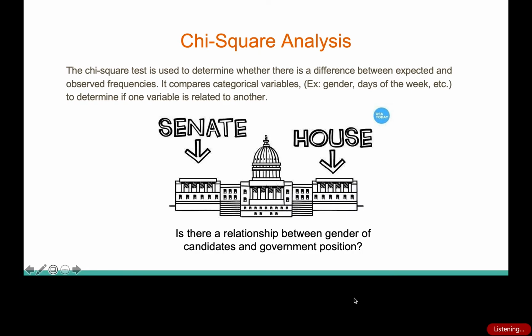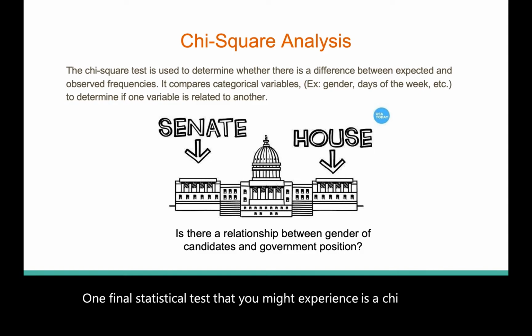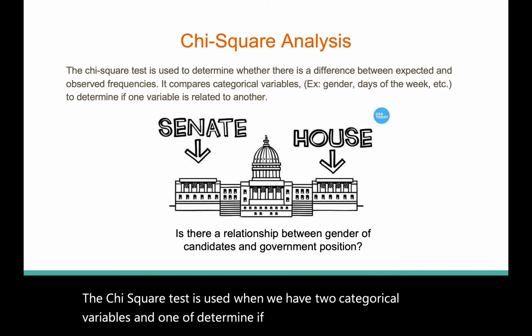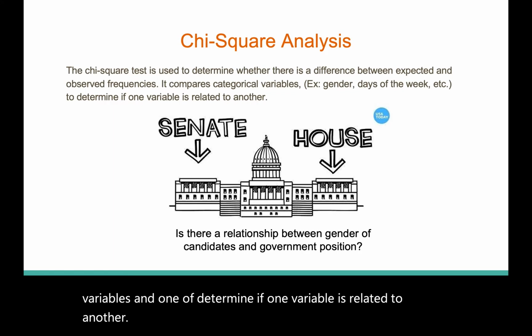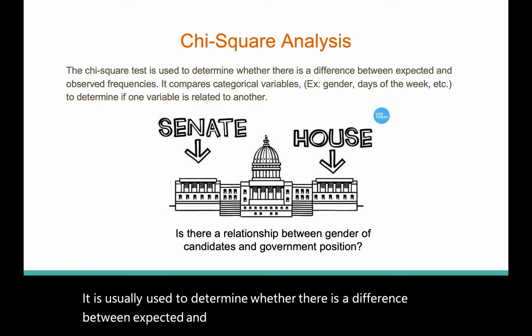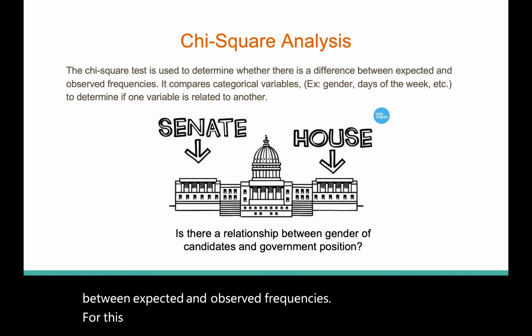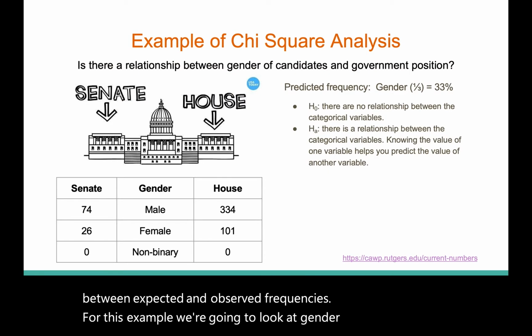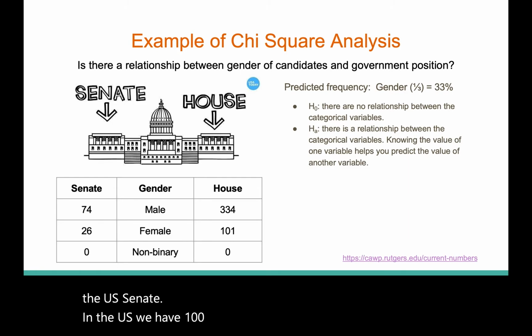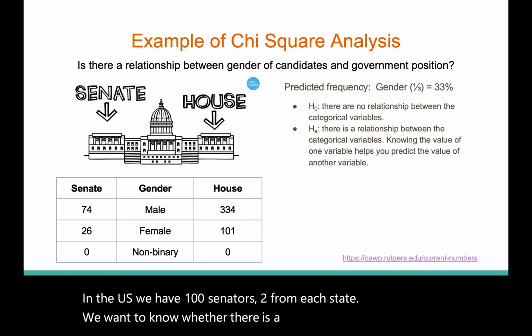One final statistical test that you might experience is a chi-square test. The chi-square test is used when we have 2 categorical variables and want to determine if one variable is related to another. It is usually used to determine whether there is a difference between expected and observed frequencies. For this example, we're going to look at gender distribution within the US Senate. In the US, we have 100 senators, 2 from each state. We want to know whether there is a relationship between gender and being a senator.